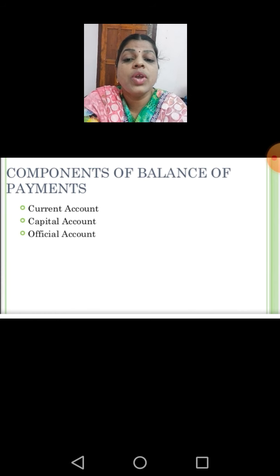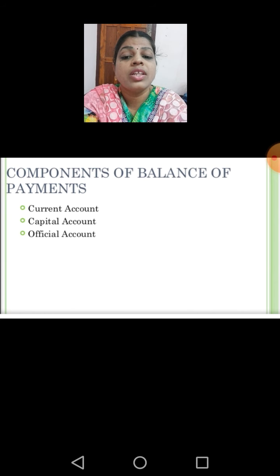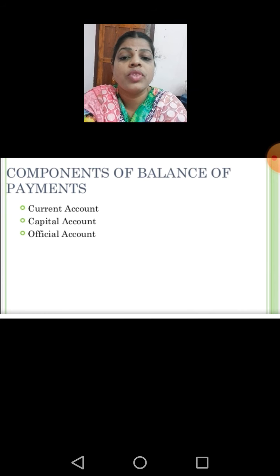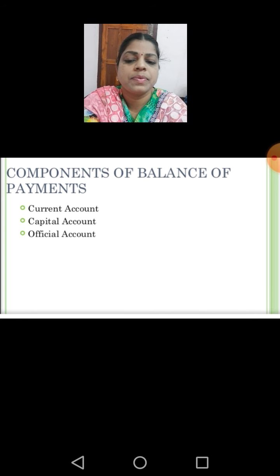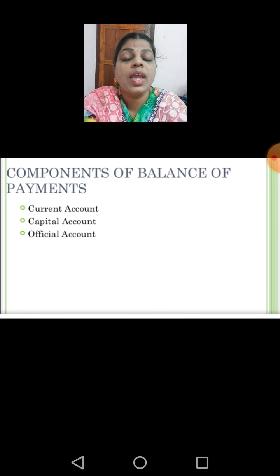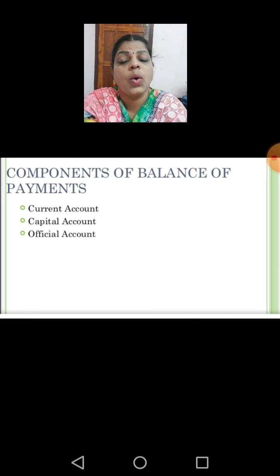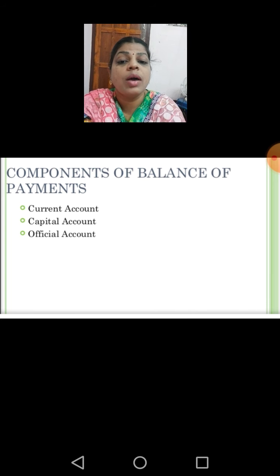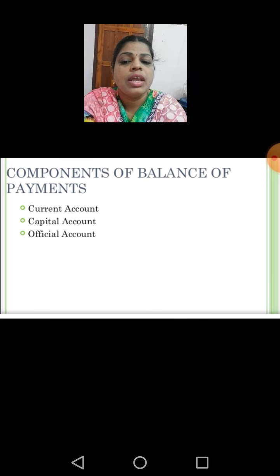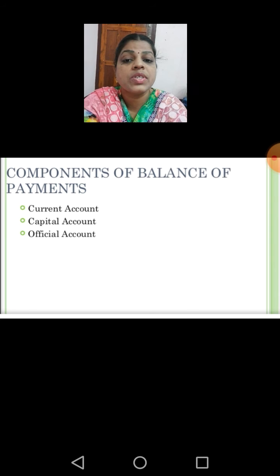Next, we will discuss the various components of the balance of payments. There are three components. Which are they? Current account, capital account and official account. Once again, I will explain. The three components of BOP are current account, capital account and official account.